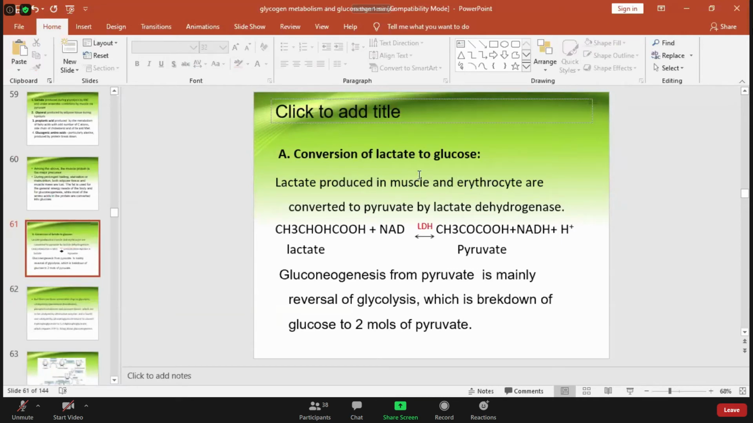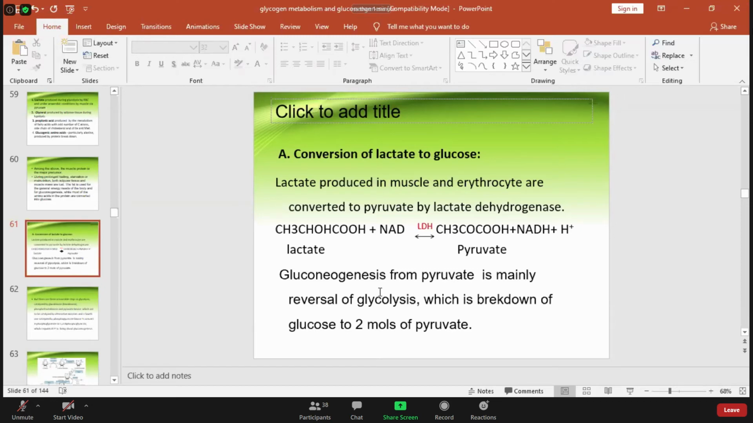You have seen lactate. Lactate produced in muscle and erythrocytes is converted to pyruvate by lactate dehydrogenase. So lactate, NAD, the CHOH is oxidized to C=O, and the NAD takes the two hydrogens, forming pyruvate. You should remember this difference between lactate and pyruvate. They are interconverted by lactate dehydrogenase, whereas the action of pyruvate dehydrogenase is only on pyruvate, converting it into acetyl-CoA. This you should not forget.